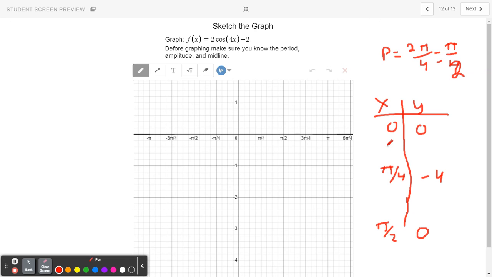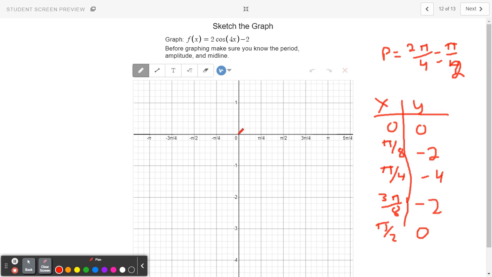and then halfway between 0 and pi fourths is pi eighths. So if I plugged in pi eighths, I'd get cosine of pi halves, which is 0. So 0 times 2 is 0. Okay, and then halfway between pi fourths and pi halves is 3 pi eighths. And if I plug that in, I get 3 pi halves. Cosine of 3 pi halves is 0, so that's -2. So these are the points that I want to graph right here.